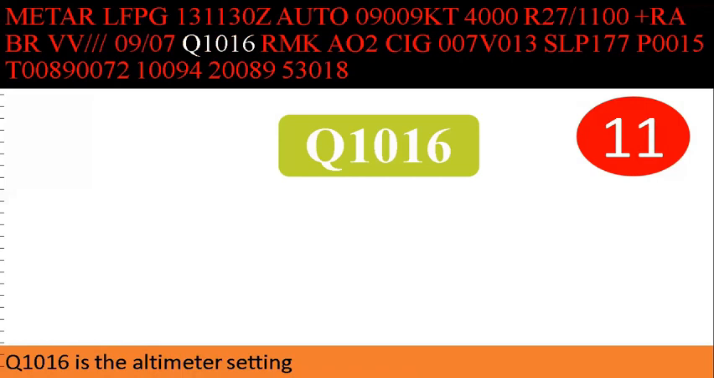The final section of the first part of METAR is the altimeter setting. Here Q stands for altimeter and the number following is the altimeter setting. So here Q1016 hectopascal.